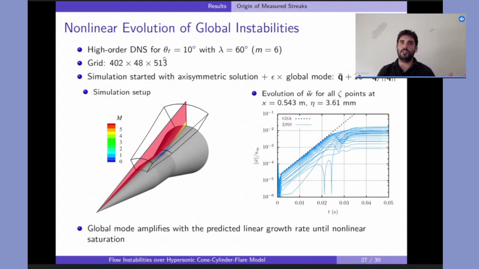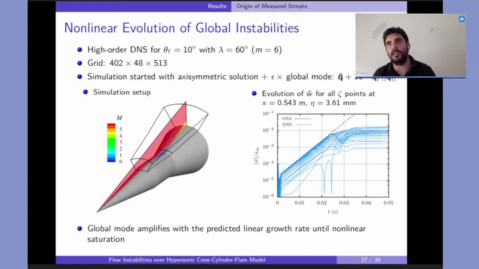We start the simulation in time with a symmetric solution plus an epsilon of the global mode, and that epsilon was set to 10 to the -5 to have some linear evolution. What you can see here on the right are different probes inside the separation region, over this black line over the azimuthal wavelength. We have the evolution of the azimuthal velocity perturbation, and we can see it agrees very, very well with the predicted growth rate of the global stability analysis. So this is a validation of the global stability analysis.